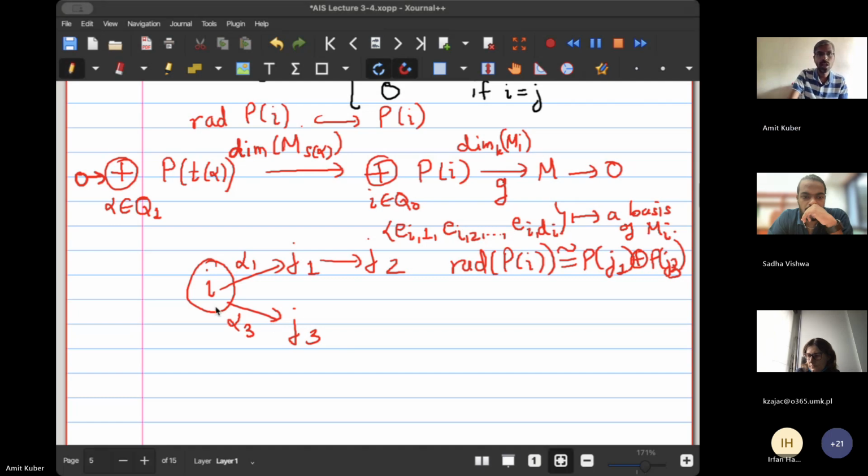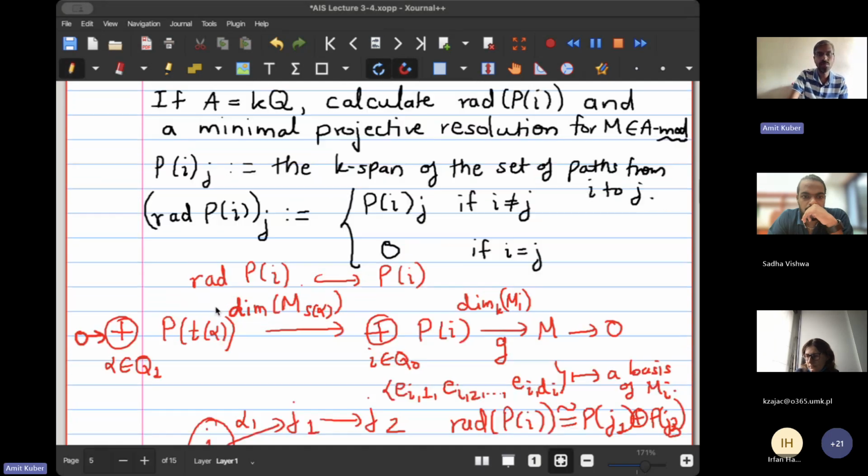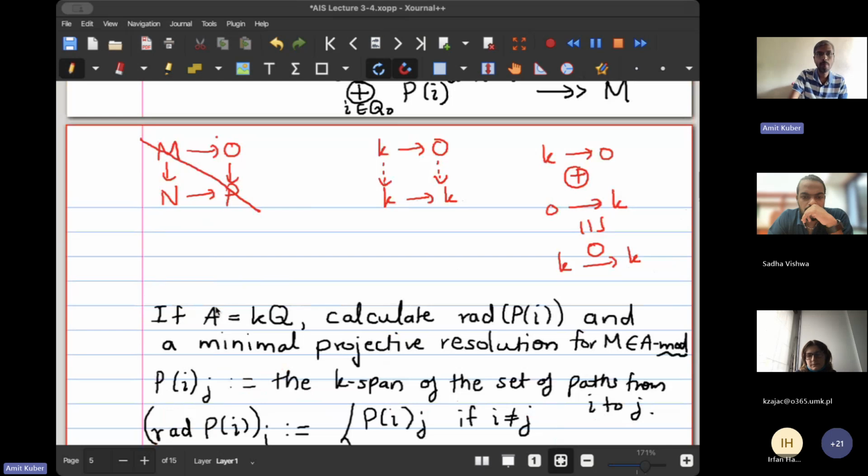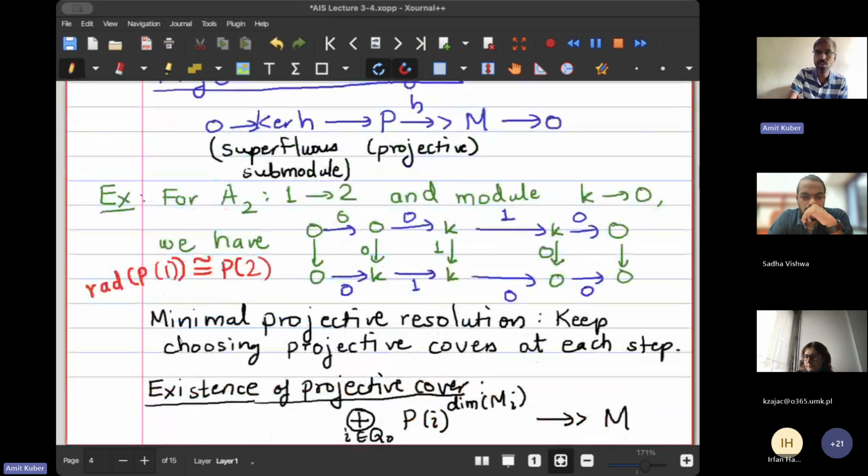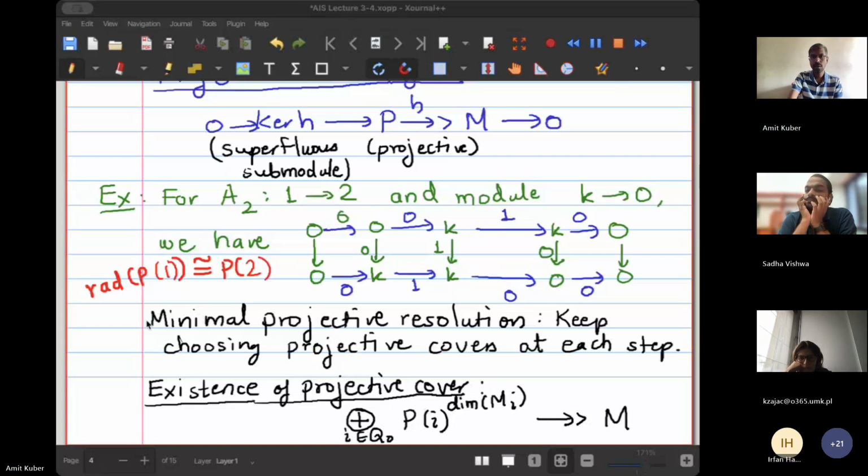So I just wanted to give you some flavor of what these minimal projective resolutions are. They are also called standard projective resolutions. Oh, by the way, why is that a projective cover? You have to prove it. I'm not claiming that it's obvious. You just have to prove it.